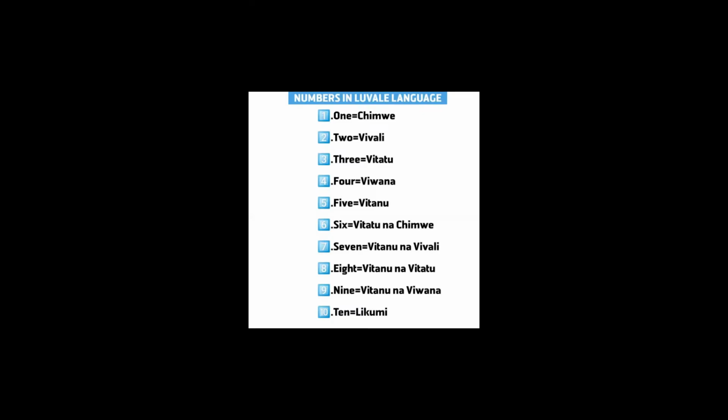So without wasting much time, we're going to start with our numbers. Today we'll look at 1 to 20. These are not the most important numbers, but these are very cardinal numbers, which if you know them, they're going to help you to know all the numbers in Luvale. You can count from 1 to 1 million if you know by heart these numbers from 1 to 20. So let's start our lesson for today.